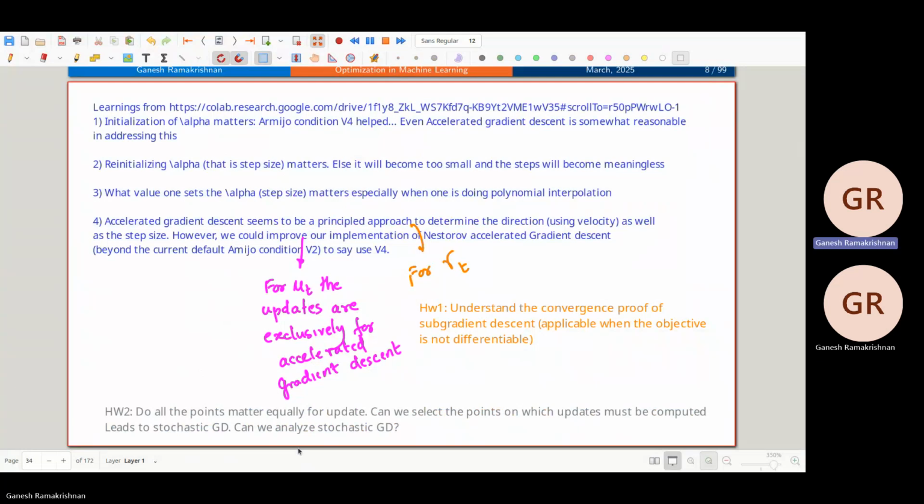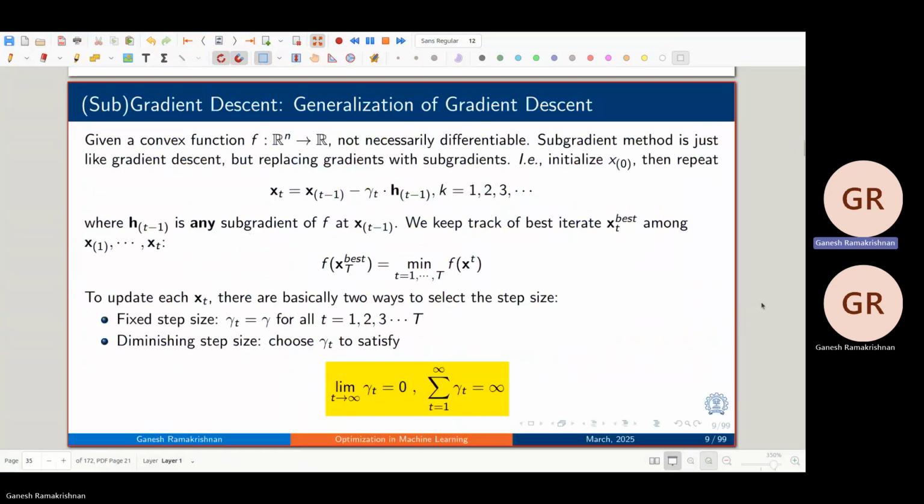Right, and the third aspect is that we also need to be concerned with non-differentiable functions. How about non-differentiable functions? So we'll start with the third one, non-differentiable functions.